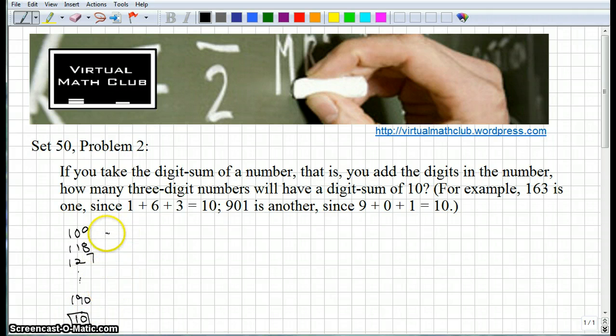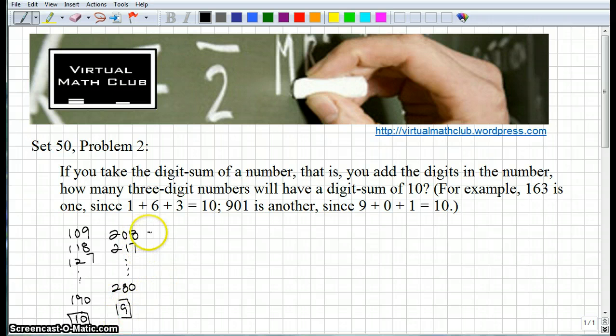So now let's look at the 200s range. The first one would be 208. Okay? And then 217 and so on. The biggest one in the 200s range would be 280. Okay? And again, we can just look at the tens digit, and you can see we've got 0 through 8, so that gives us 9.